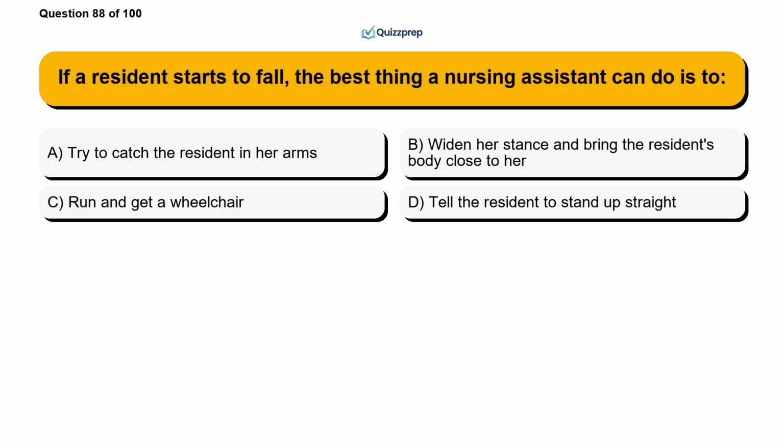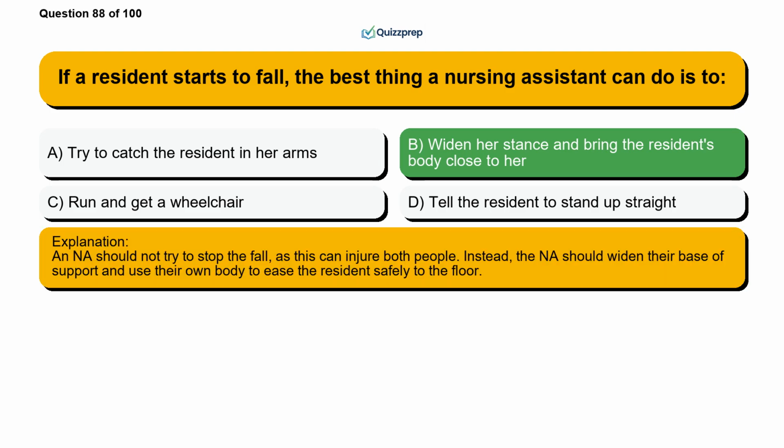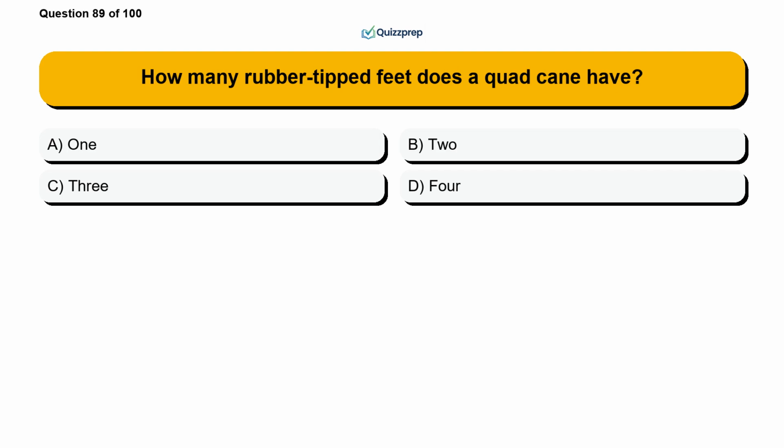Question 88. If a resident starts to fall, the best thing a nursing assistant can do is to: option A, try to catch the resident in her arms. Option B, widen her stance and bring the resident's body close to her. Option C, run and get a wheelchair. Option D, tell the resident to stand up straight. The correct answer is option B, widen her stance and bring the resident's body close to her. An NA should not try to stop the fall, as this can injure both people. Instead, the NA should widen their base of support and use their own body to ease the resident safely to the floor.